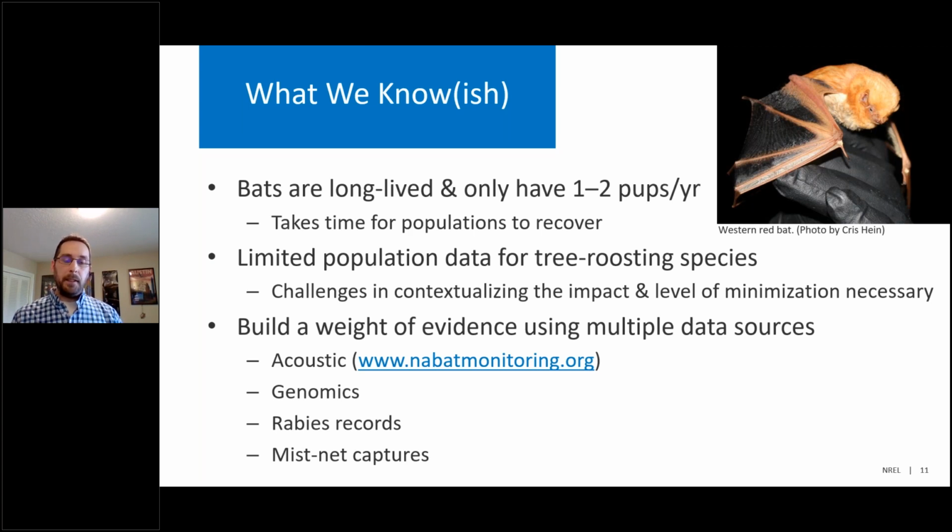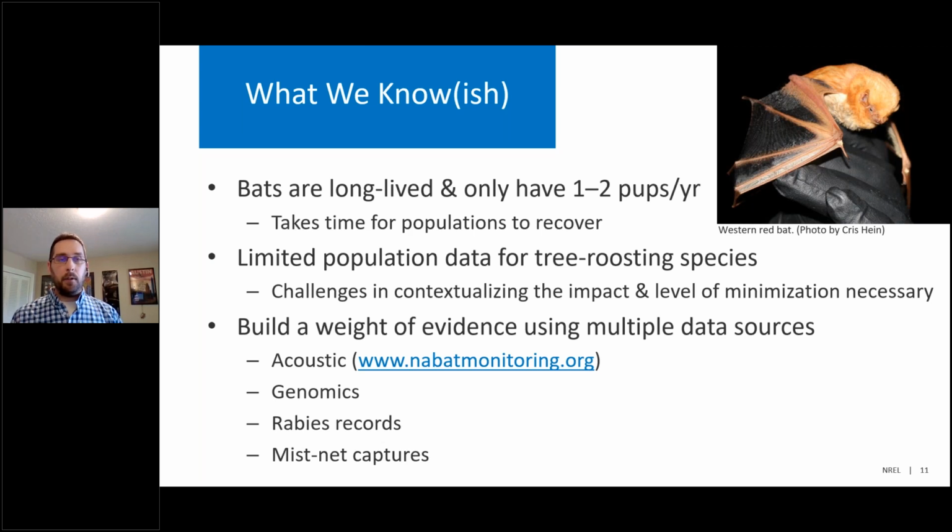Now, some of the cave roosting species where cave counts are done on a periodic basis have provided a level of information on populations. But for these tree roosting species or migratory species, we know very little. And that makes it difficult to contextualize the impacts. We don't know if our current level of fatality is sustainable or will be sustainable in the future. And that also makes it difficult to determine what level of minimization, if necessary, is needed.